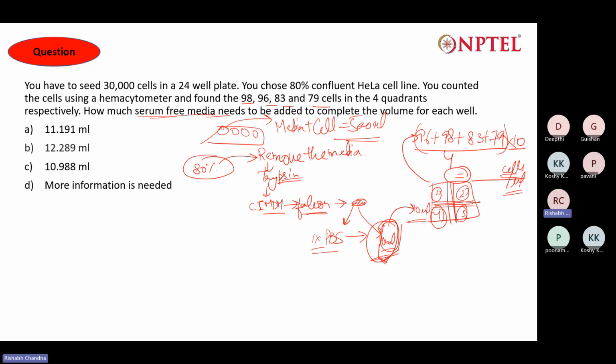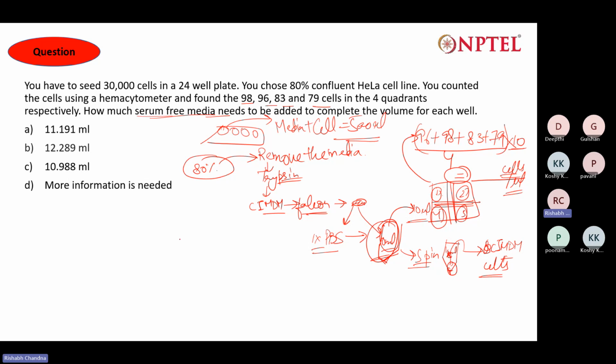Okay, now from this particular suspension, we'll again spin this solution. The cells will be pelleted again, and then dissolved in the same amount of PBS that we added in it. So we'll make up the volume to 10 ml, dissolve these cells in the media, and this will be the solution, that is media plus cells.